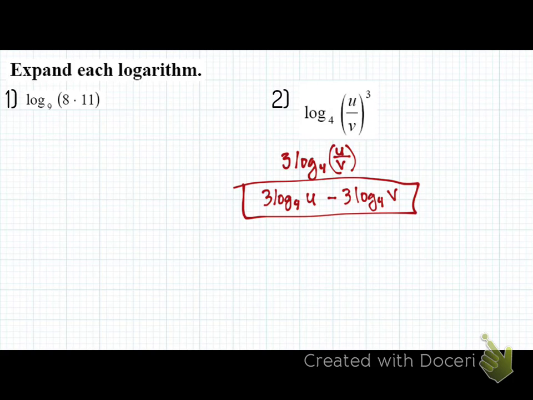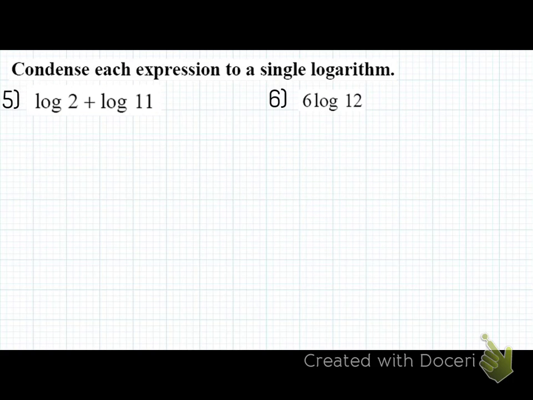I'm going to move on now. Alright kids, so now we're going to think backwards. Before we talked about expanding, now we're going to condense logarithms, okay? So when we condense logarithms, we got to make sure that the logarithms that are being added to each other have the same base. That is a prerequisite.